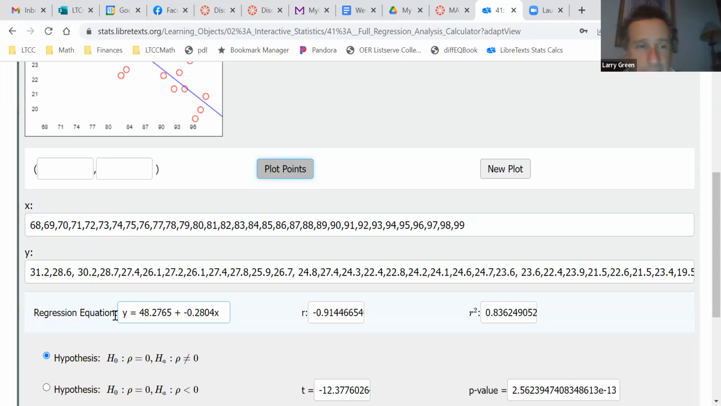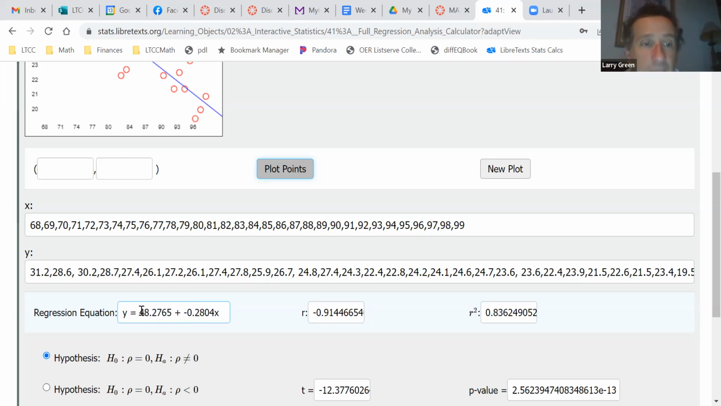Then in here, what I put in is the regression equation. And the regression equation is y equals 48.2765, and it says plus negative 0.2804x. I made it this way because it's more convenient to do a plus negative than a minus, because it's the slope that we're interested in. And it's easier to read the slope if it's written this way. The number of decimals all depends on what you need. Most of the time, you won't need 4 decimals, but that's what this gives.